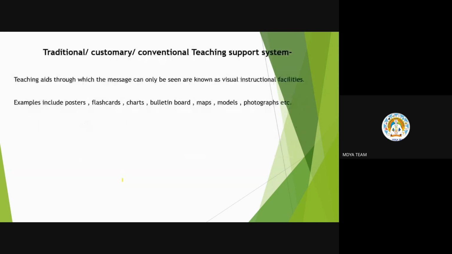Now next, the other names for the traditional support system can be traditional, customary, meaning that are present in our customs. So customary, conventional teaching support system. Teaching aids through which the message can only be seen are known as visual instructional facilities. Okay, and visual instructional facilities come under the traditional method.